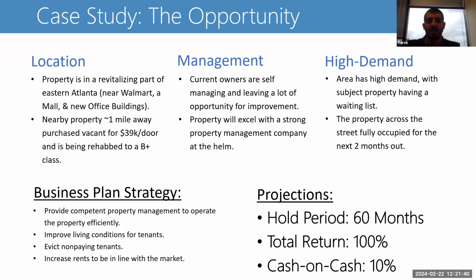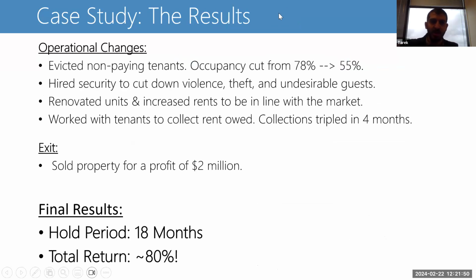And then our initial projections on this were that we were planning to hold the property for 5 years and produce a 100% return for investors, with a cash on cash of about 10%. The results of this actually: we did go in there, we were able to get a professional management company, and we did evict the non-paying tenants. And there were enough of them that we cut occupancy from 78% down to 55%, which at those numbers would seem like almost a distressed asset or distressed situation.